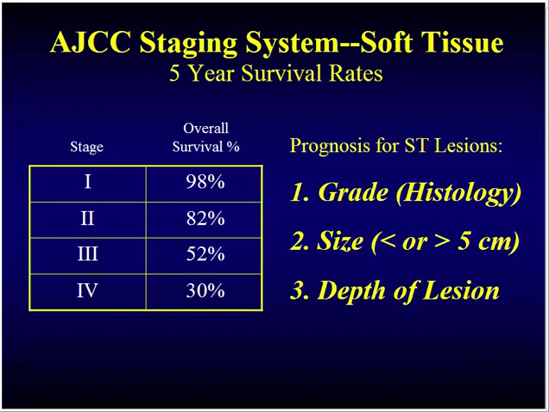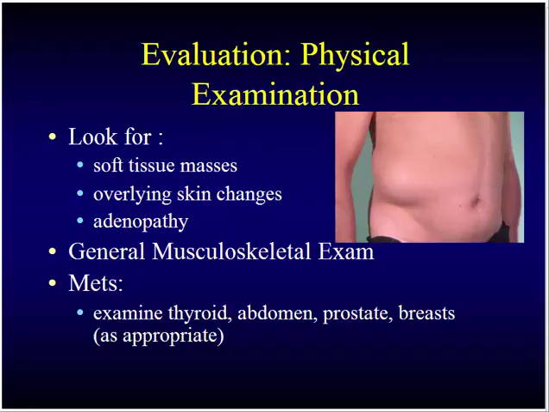So if you have something that's high grade, larger than 5 centimeters, and deep, which would make it a stage 3, overall survival is about 50-50. If they present with metastases, overall survival is only about 30%. So you get the idea of why we stage people, to understand how they're going to do, how aggressively you need to treat them, and so on and so forth. Okay, any questions on staging? It kind of takes in all the information together and helps us determine where the person is and how they're going to do.